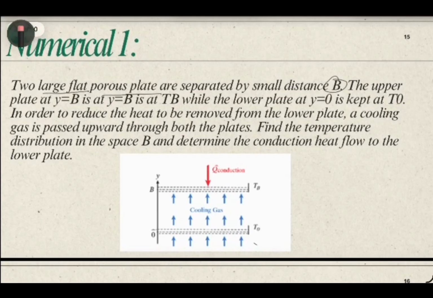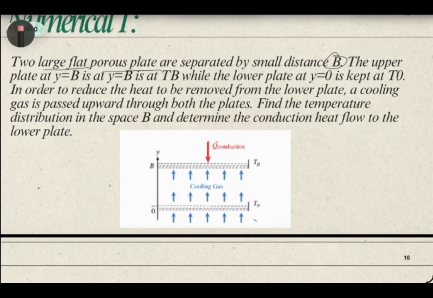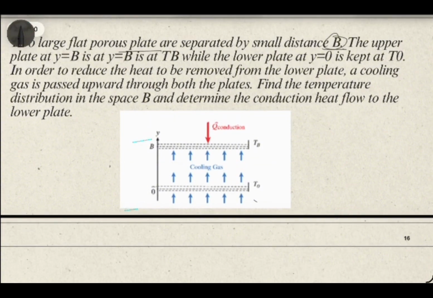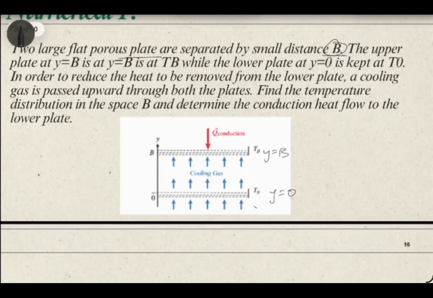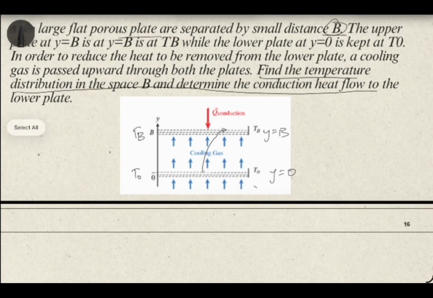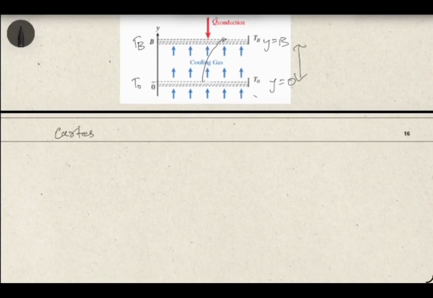So now let's start with the numerical. In this numerical we are given two large flat porous plates separated by distance b. The upper plate is kept at y equals b, and the lower plate is kept at y equals 0. Cooling gas is passed from the bottom plate, which is cooling the hot plate. The bottom temperature is T0, and the temperature at y equal to b is T_b. We need to find the temperature profile between the plates. First we will use the Cartesian coordinate system for solving this problem.